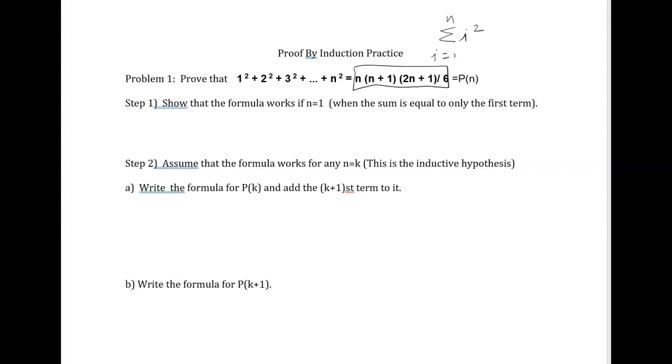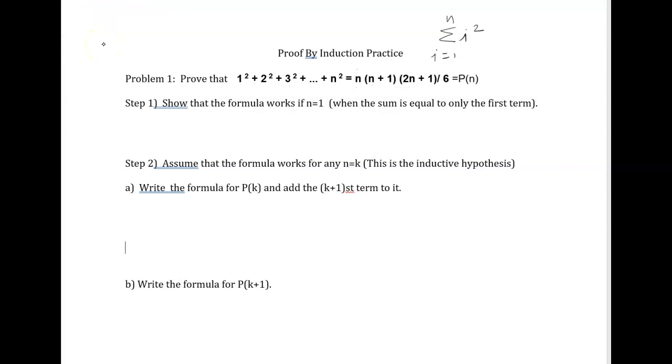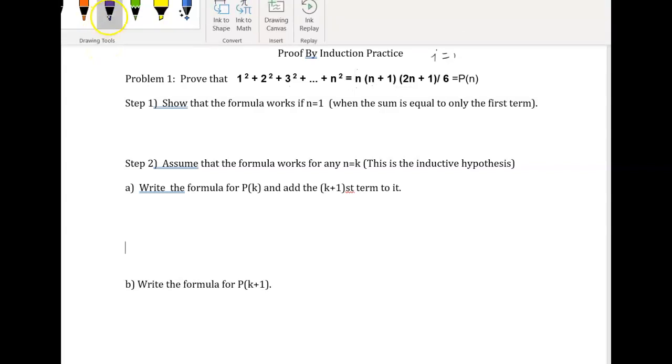So if I say n is 20, I can just put 20 in for n instead of writing out 1 squared plus 2 squared plus 3 squared plus 4 squared. That's what this means. With proof by induction, I am asked to prove that to be true. So the first step is always the same.